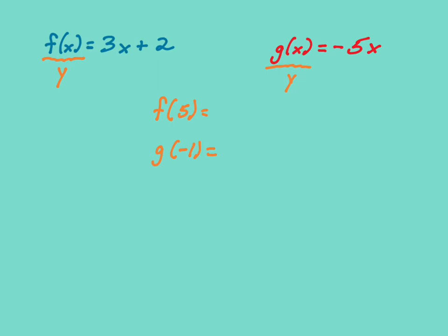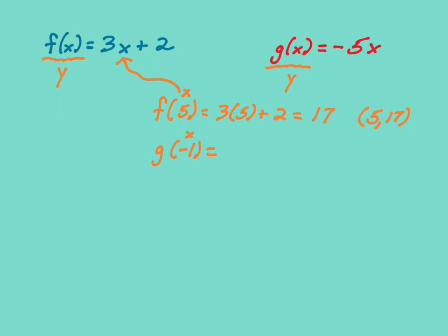So what this means is every time I see an x, this is my x value. 5 is my x value, and I'm going to use this function. So I'm going to put this 5 into this function for x. So that'll give me 3 times 5 plus 2, which is 17. Now what that does for us is it gives us an ordered pair for that rule, or that function. So 5 comma 17 is a point on that graph.